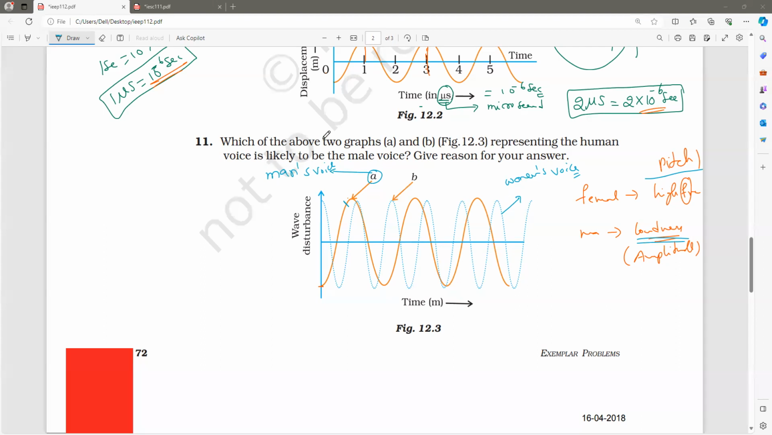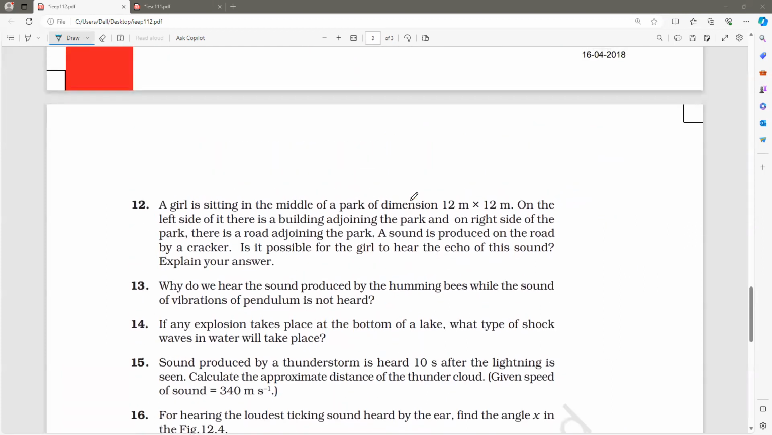Okay, next. Next question. This one you have to make the diagram also. Let me see who will make the diagram first.